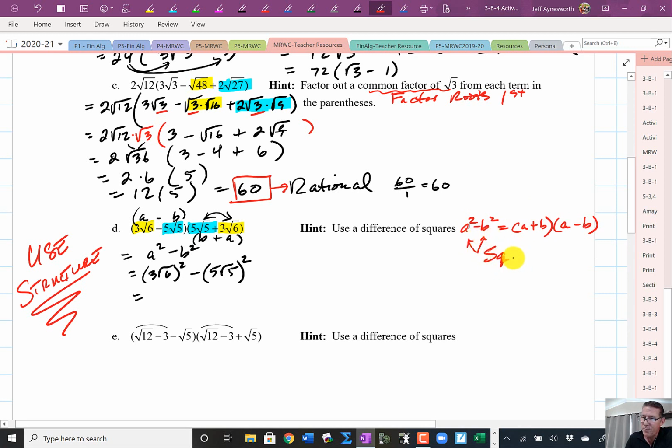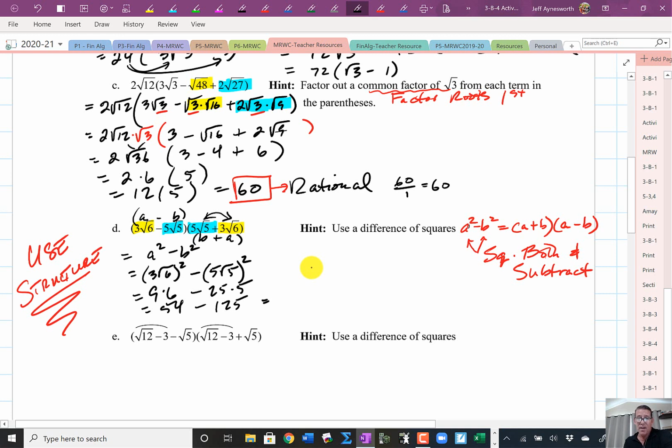Square both. And since it's minus, you subtract. That's all you do. So that's all you have to do in your mind. Notice I squared both of the terms and subtracted them. When you square terms, you square both parts. So 3 squared is 9, root 6 squared is 6, 5 squared is 25, root 5 squared is 5. So you get 54 minus 125.